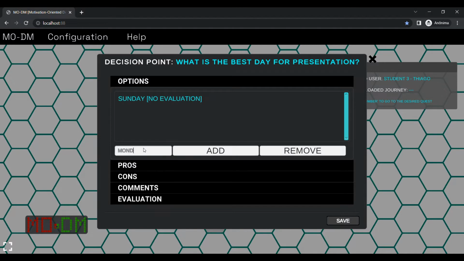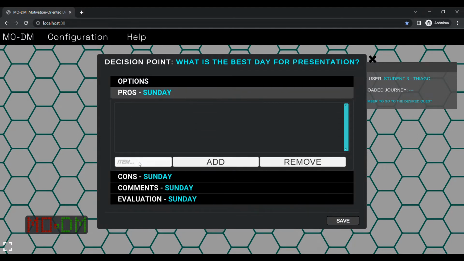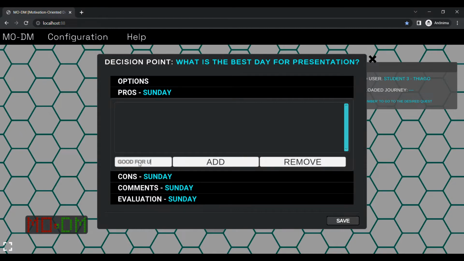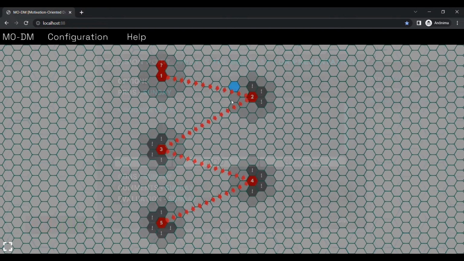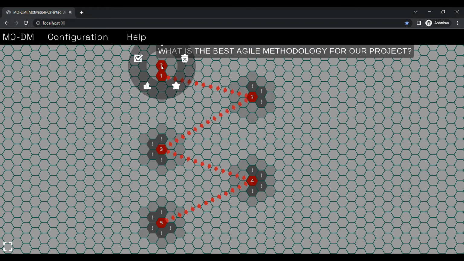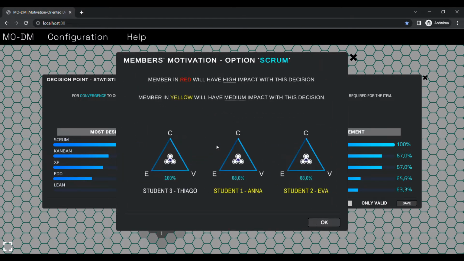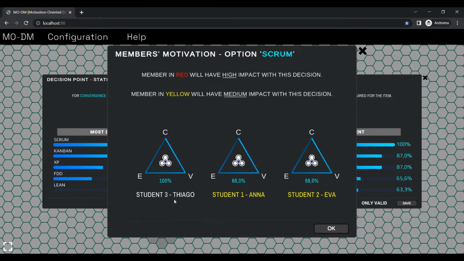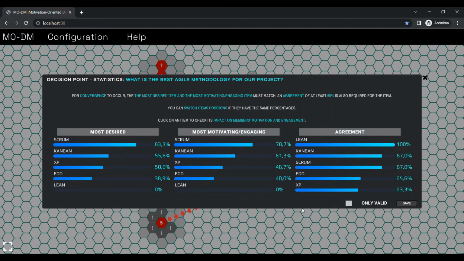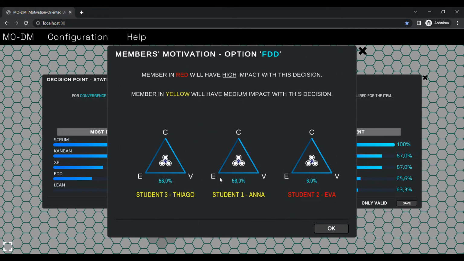Positive and negative points, besides comments, can be added to the option, so members can think about it and decide about their evaluation. All options are sorted in 2 rankings. The first represents the most desired options considering the value dimension. The second contains the most motivating and engaging options considering EVC. Plus, it is possible to understand the impacts involved within each option. Knowing which students will be more demotivated and disengaged with each possible choice will allow actions to mitigate these effects.